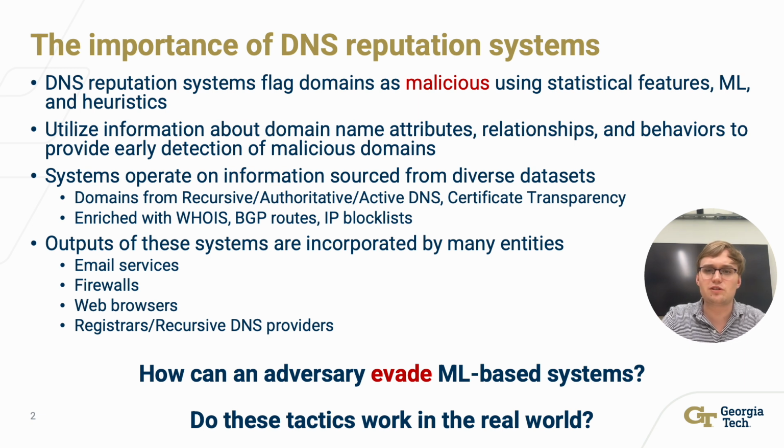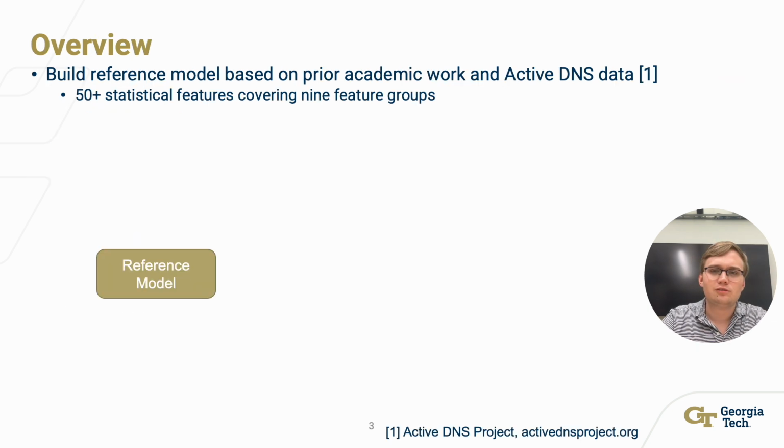So the two research questions that we ask in our work are: how can an adversary evade these ML-based systems? We find that they can. The second question is, we find these attacks that are effective against academic models, but do these tactics work in the real world, and how practical are they? We ultimately find that for the cost of $10 and 14 days of effort, an adversary can evade both academic and industry models.